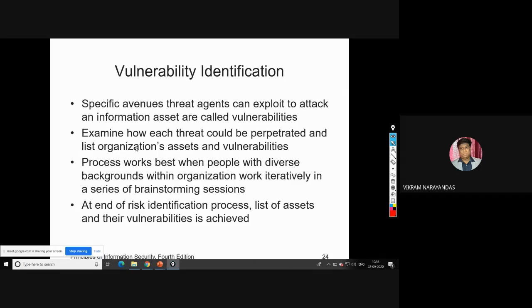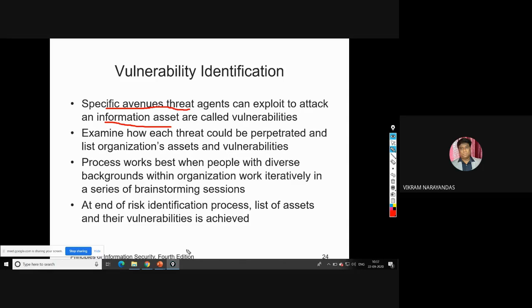So what are vulnerabilities generally? What is a vulnerability? They are specific avenues that threat agents can exploit to attack information assets. Those specific avenues that can be exploited to attack information assets are called vulnerabilities here.